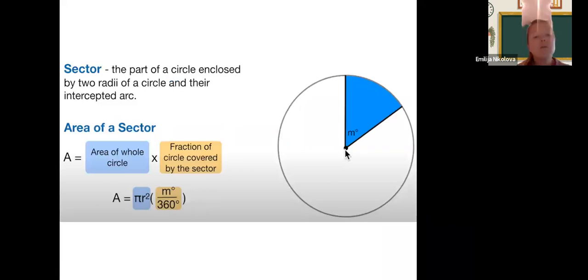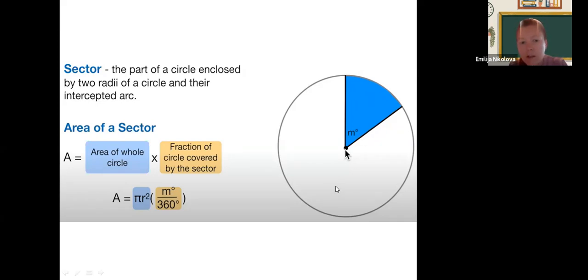So let's do now the area of a sector. A sector is the one that we have with the arc. Everything that is inside the circle and enclosed by two red radii and their intercepted arc is called a sector. So this blue part inside is the area of the sector.